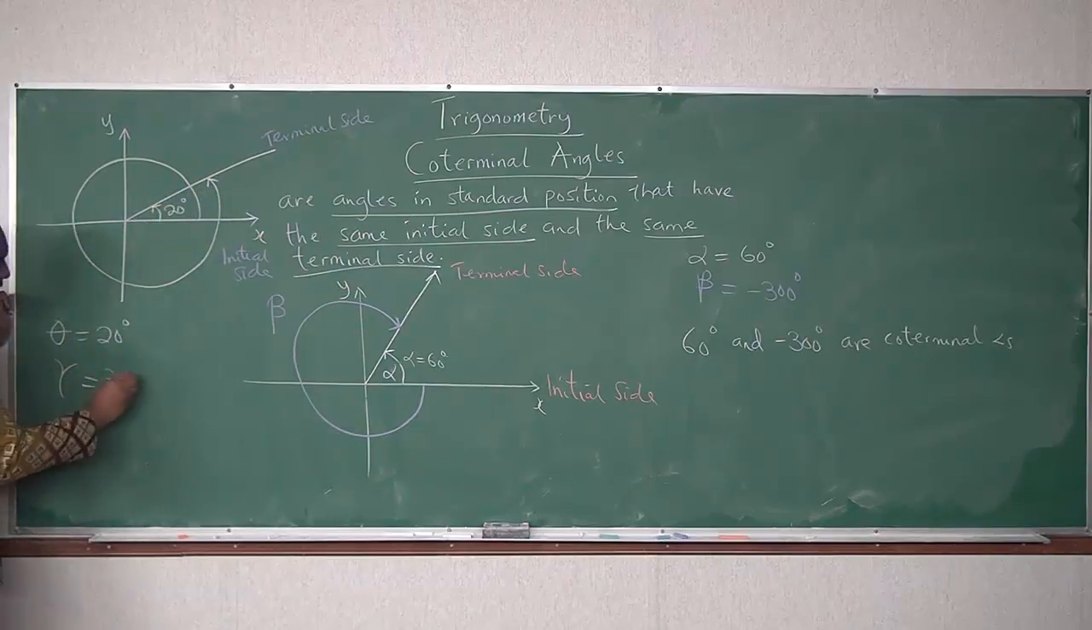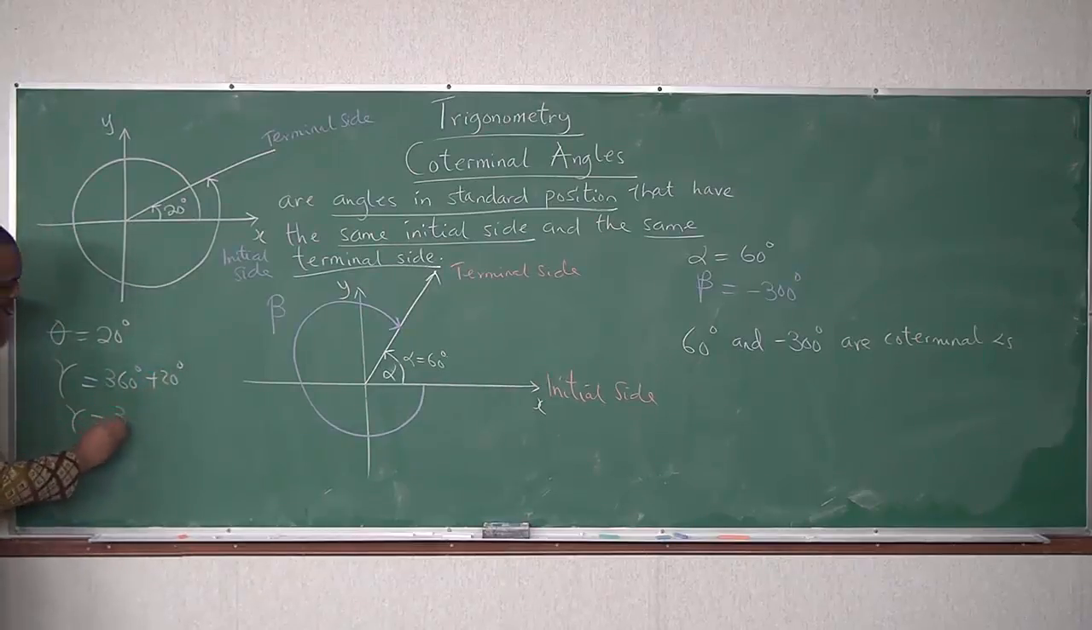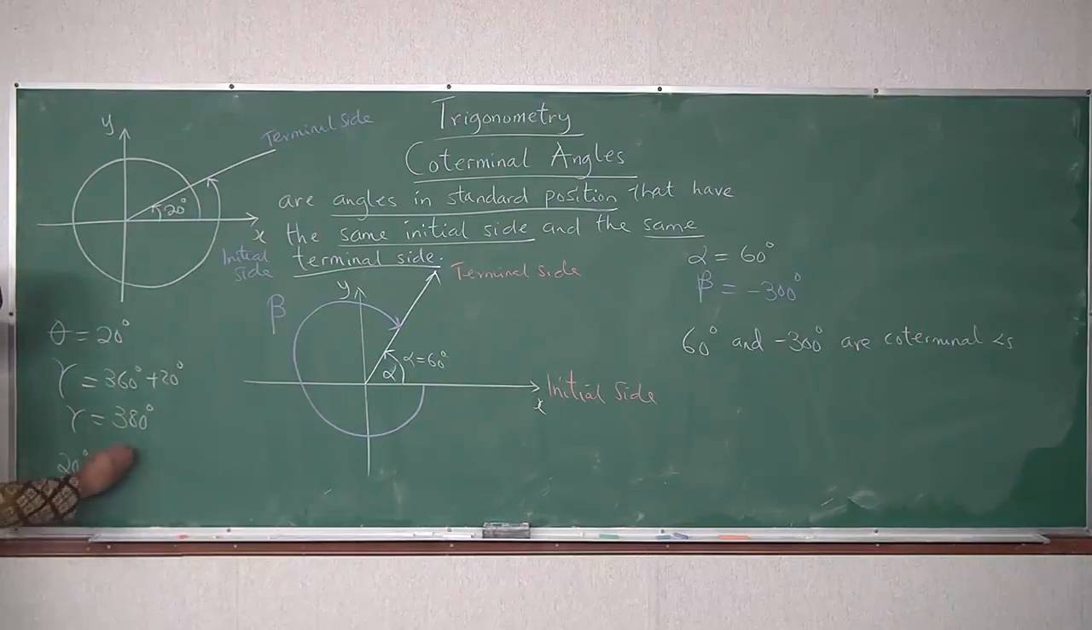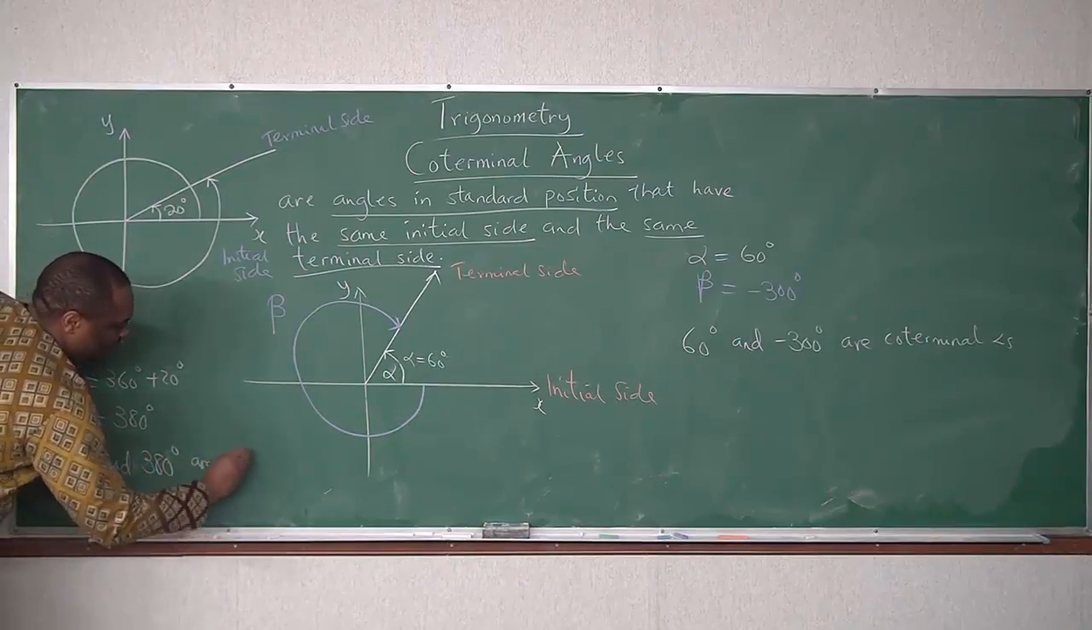This is 360 degrees plus 20 degrees. So gamma is what? 380 degrees. So we say that 20 degrees and 380 degrees are coterminal. They are coterminal.